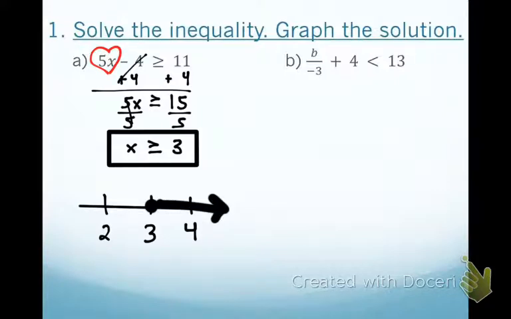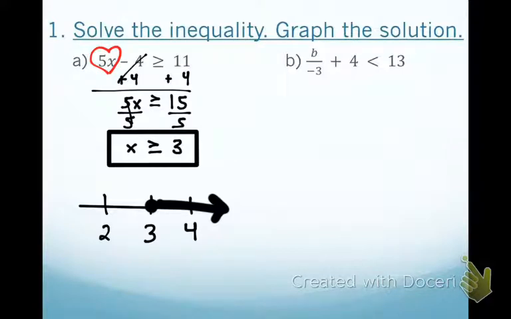It goes to the right because I could plug in that a 4 is greater than or equal to 3. Can someone tell me what another solution is that I could plug in that would still be true? Janet? 7. That is true because 7 is greater than or equal to 3. What else could I plug in there? Brody? A 5, because 5 is greater than or equal to 3. So remember, there are a lot of solutions or a lot of answers when we have inequalities. Let's go on to the next one.